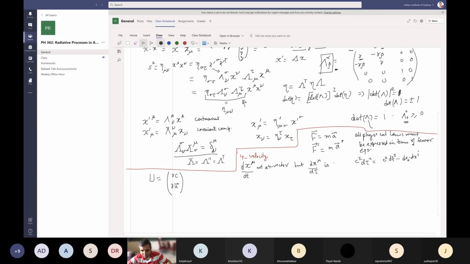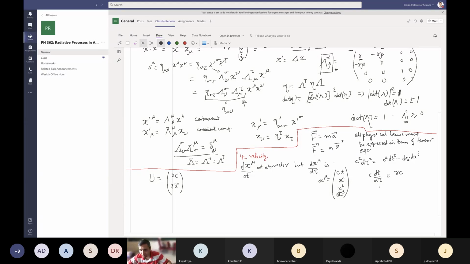So let's see. x^mu is equal to (ct, x1, x2, x3). These are the coordinates of a particle in some frame S, and dx/d tau. So this is nothing but c dt/d tau, and we know that dt/d tau is gamma. So this is gamma c. So this is the first component.